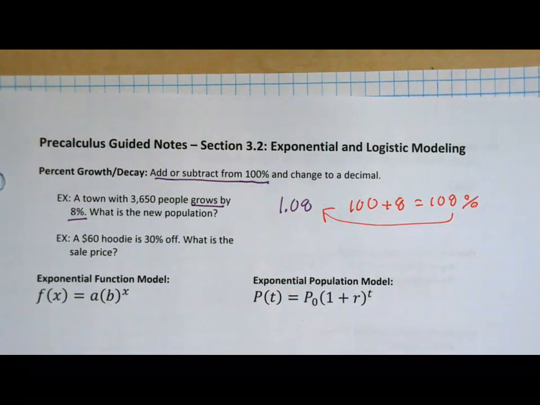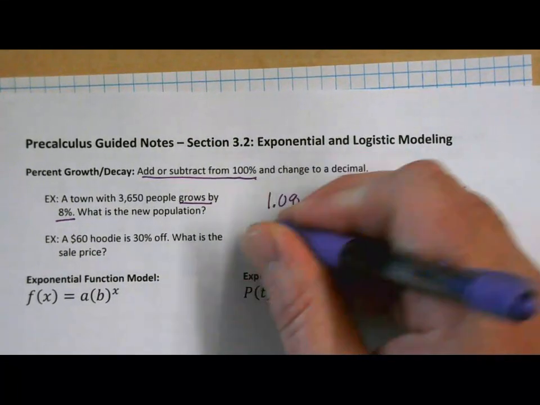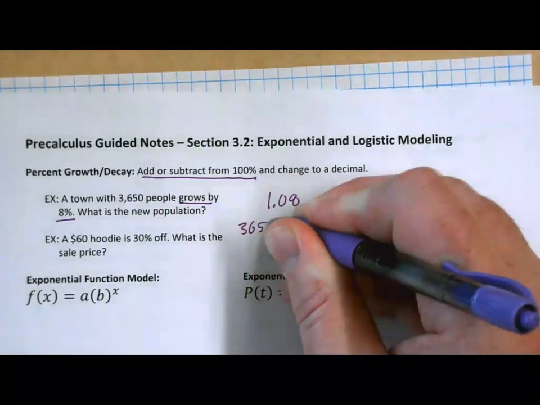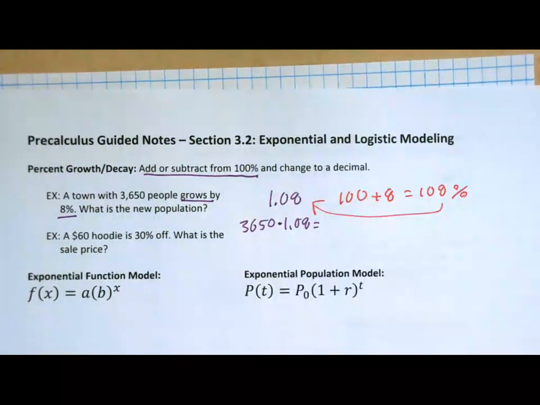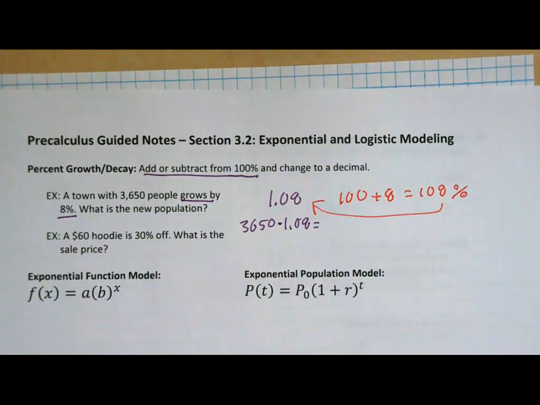Once we have it as a decimal, then we can just multiply by whatever we started with and get our answer. So to answer this question, I would take 3,650 people and I'd multiply it by 1.08. I'd stick that in my calculator and I would get, so I'll just save you a couple seconds here, 3,942.